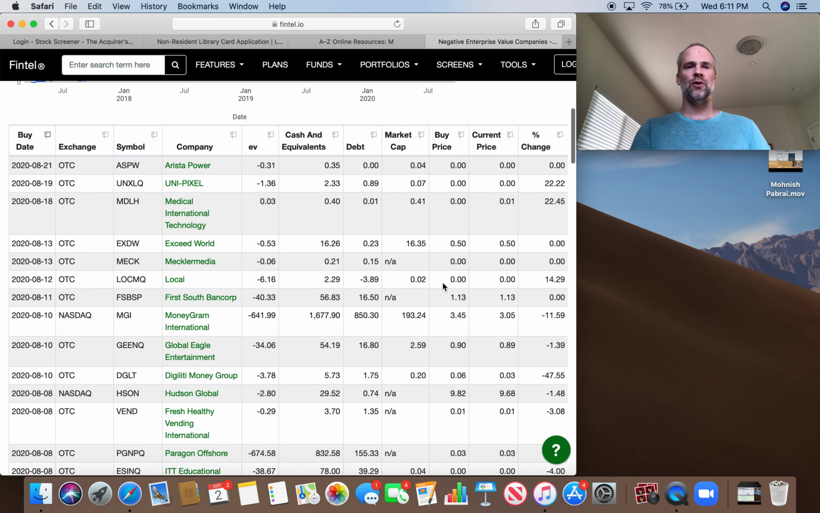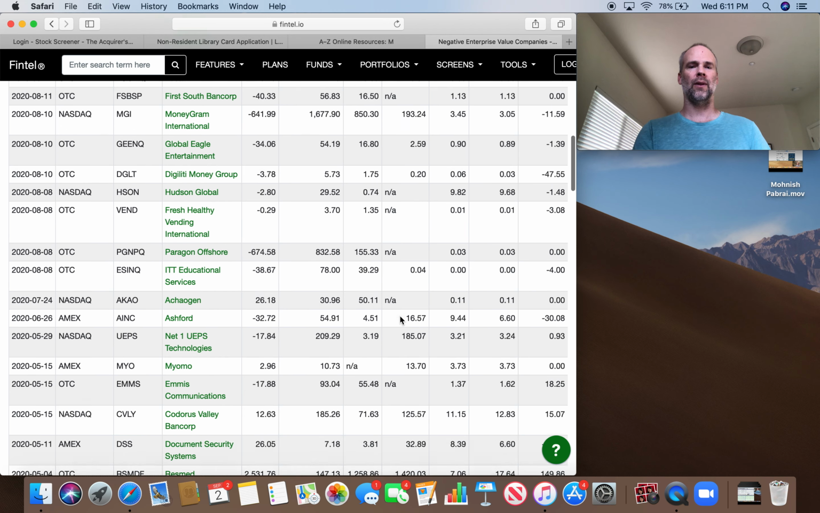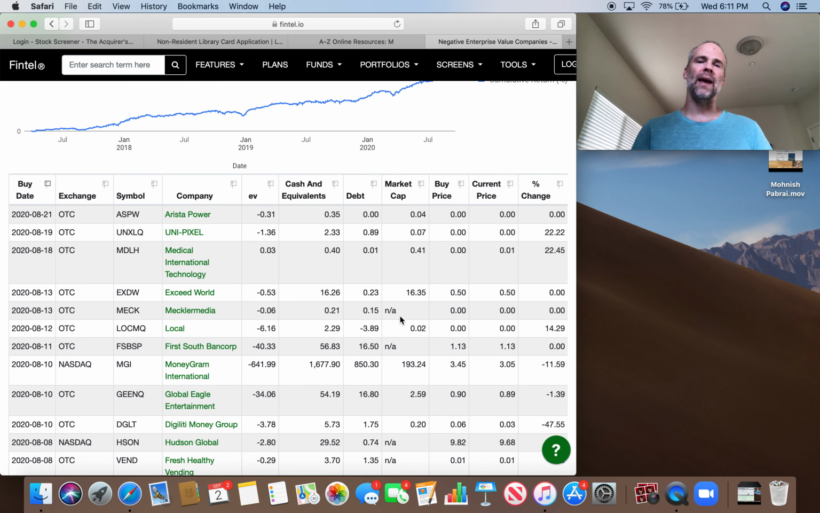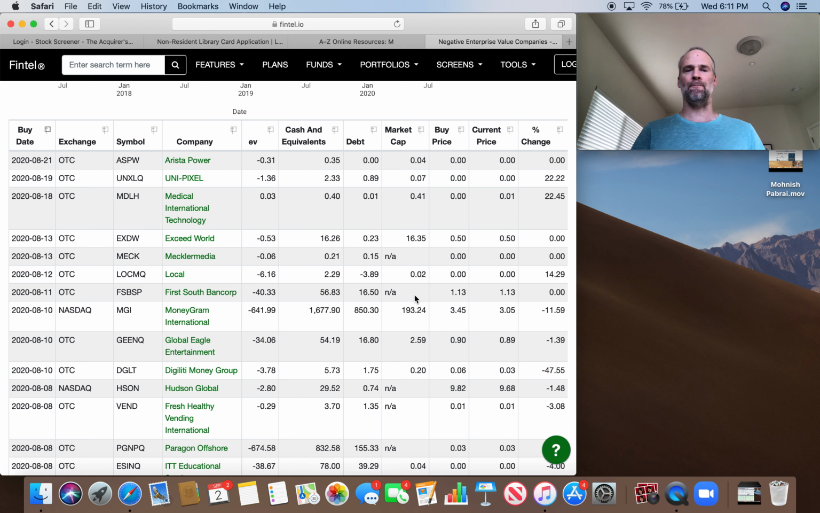But what I found is I could just highlight this data and copy, paste it into my Google Sheets. And then I could sort by different columns. I could sort by market cap, get rid of everything that's under 50 million, get rid of any enterprise value that's above zero, and just look through the data that way. But again, I'm not wholly convinced that this data through Fintel is robust, that it's very accurate.